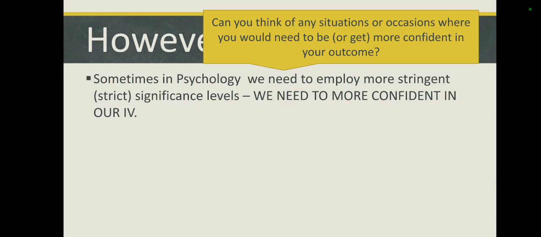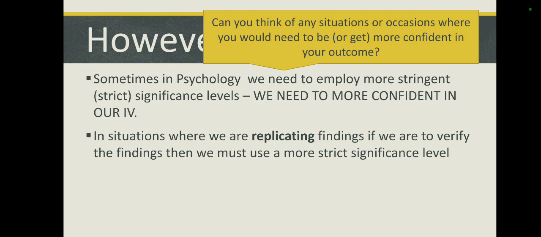So I've said here, can you think off the top of your head of any situations or occasions where we would need to be more confident? All right, so under what sets of circumstances do you think a researcher would need to eliminate more chance factors? More strict or stringent significance levels are utilised in psychology on a number of different occasions. Predominantly they are used when we are replicating findings.